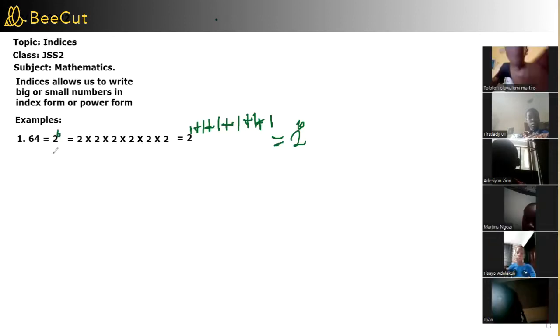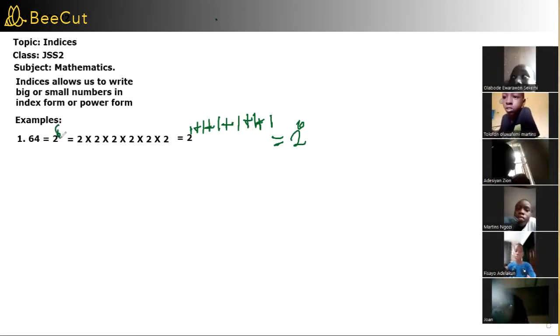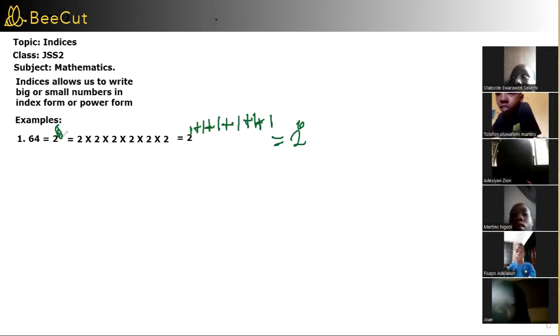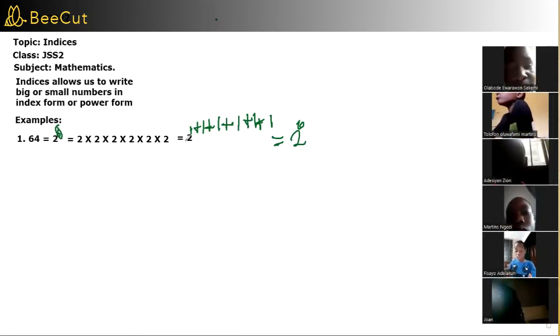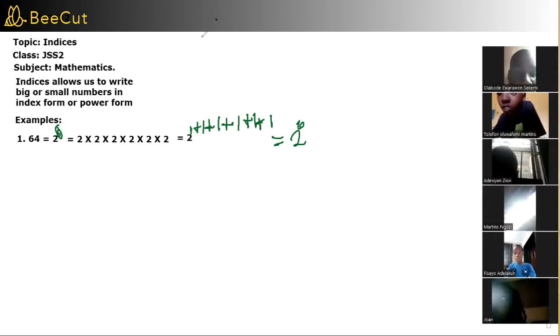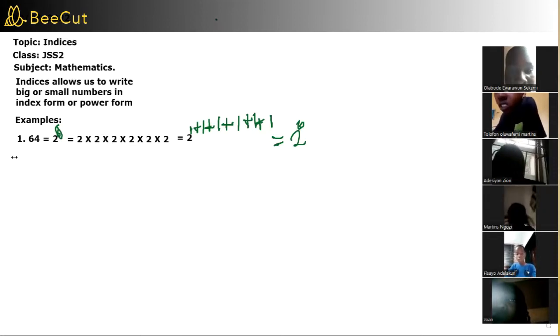So you can see 2 times 2 times 2 times 2 times 2 times 2. I'm adding all the 1s on the 2s, and that's what gives me the 6 that you see here. So if you have any number multiplying itself, just add all the powers together, and that is how to solve it in indices. Let's go to one more example to get it clearer.